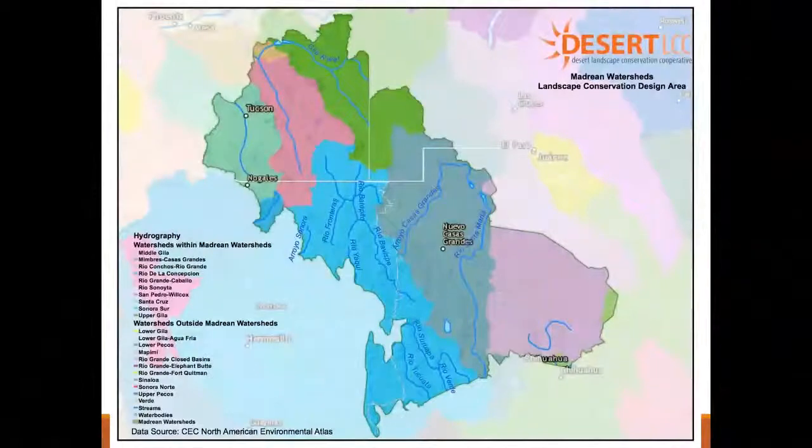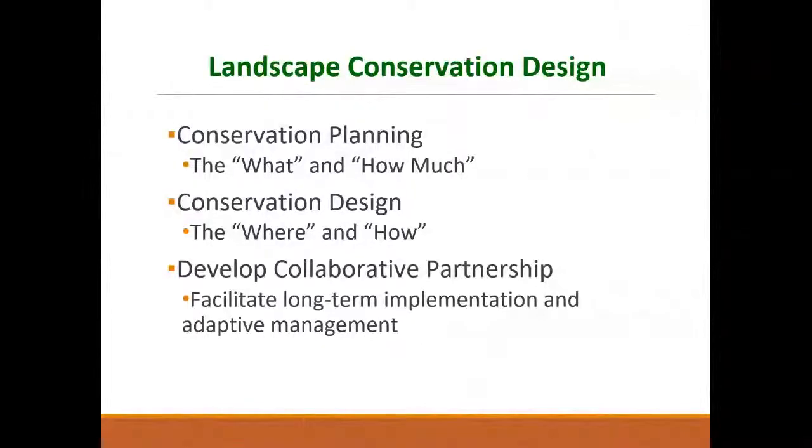And here's a look at the geography that we initially started the conservation design planning process with. You can see it's quite a large geography in southeastern Arizona, a little bit in New Mexico, and northeastern Sonora and northwestern Chihuahua. So quite a large area with a lot of shared characteristics and a very diverse landscape.